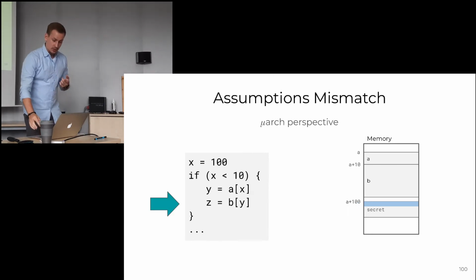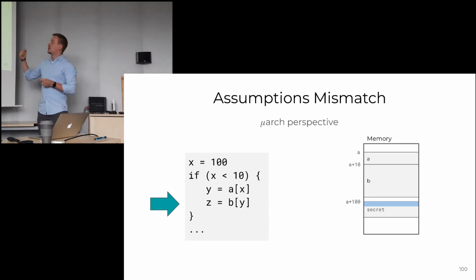And more importantly, we will have a second memory access, which uses the result of the first one. So we read a secret. So notice that in the first memory access, we are reading from object A, which is only 10 elements, but X is 100. So it's trying to access a 100th element of a 10-element object. So we have a buffer overflow.